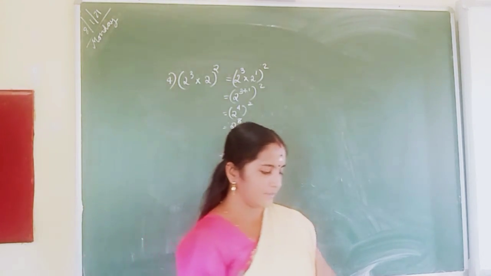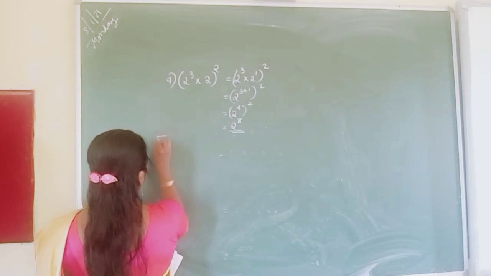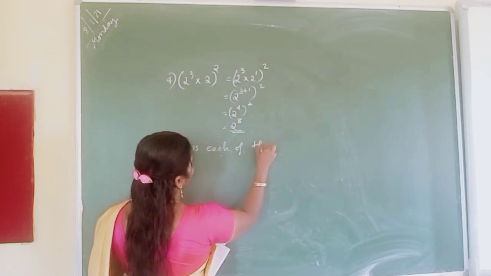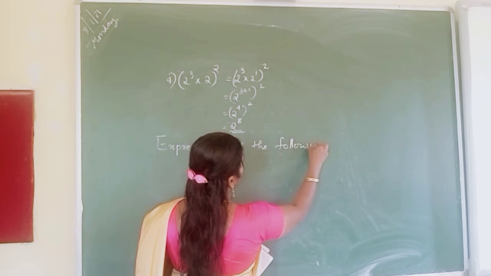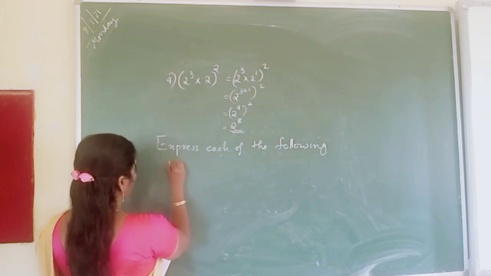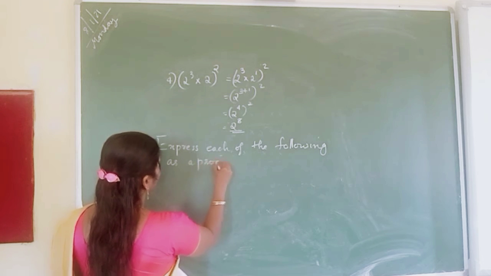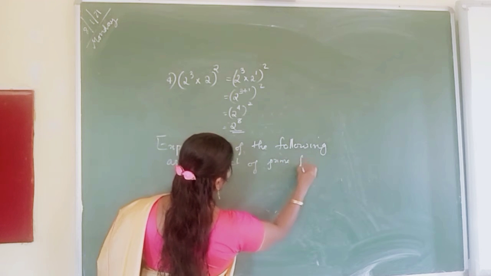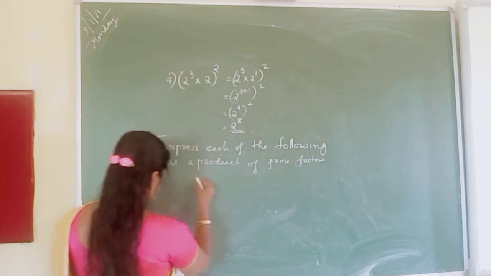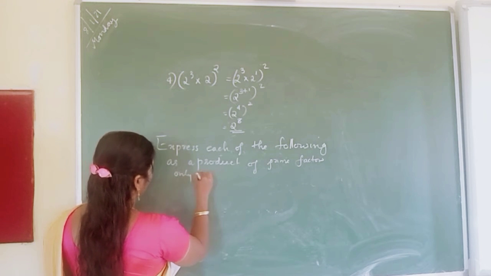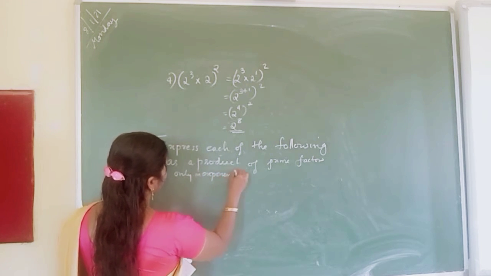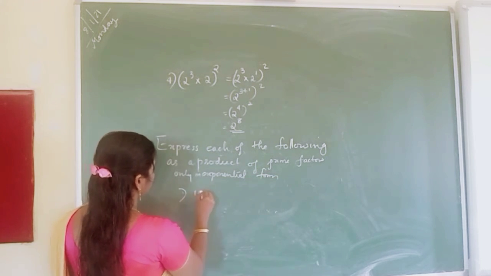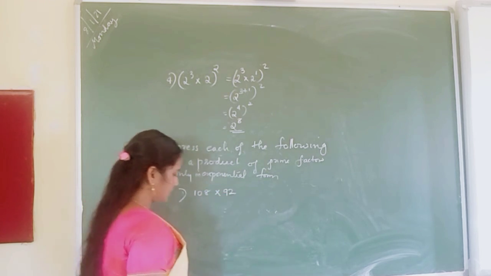Then the next question is: express each of the following as a product of prime factors only in exponential form. The first question is 108 into 192.